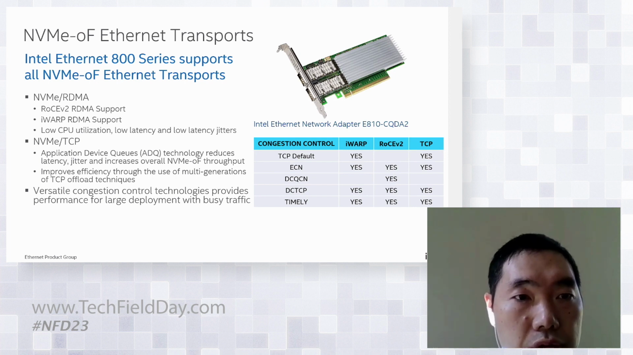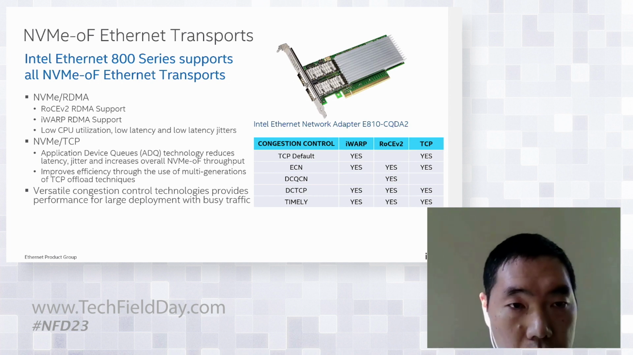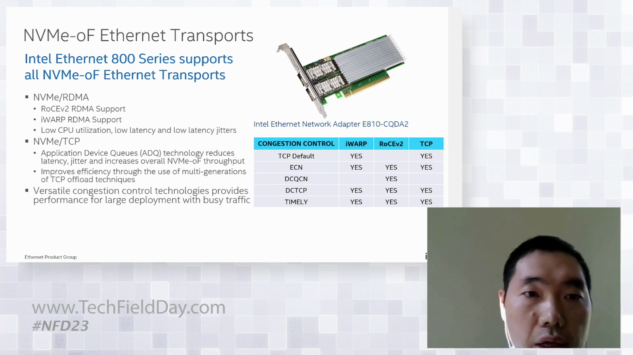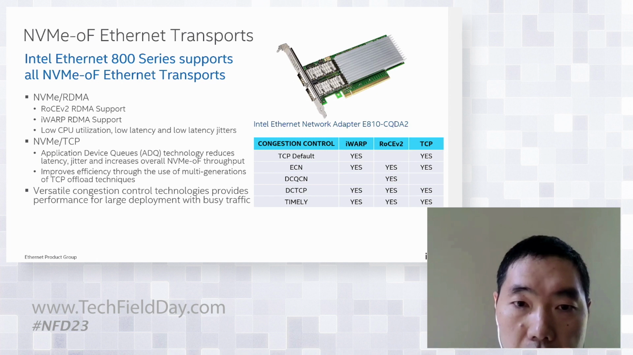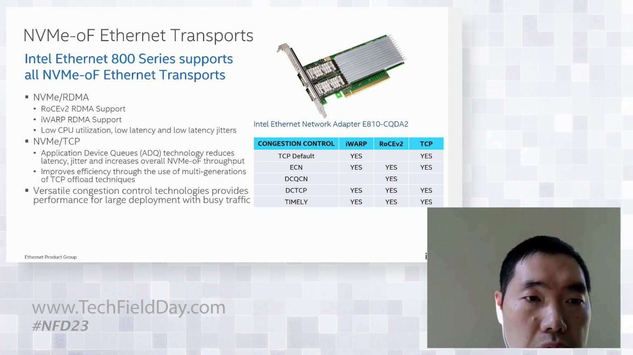So, like Dave mentioned, we have a lot of different Ethernet transport protocols to support NVMe over Fabric solutions. For the Intel Ethernet 800 series product, we can support all those Ethernet-based transports. We can support RoCE v2 and iWARP, and we can support them concurrently on a single NIC. And with RDMA, we can deliver very low CPU utilization, low latency and low latency jitter as well.